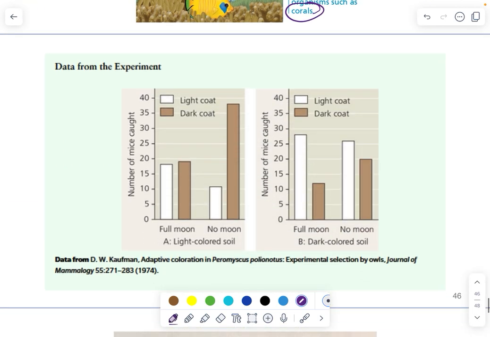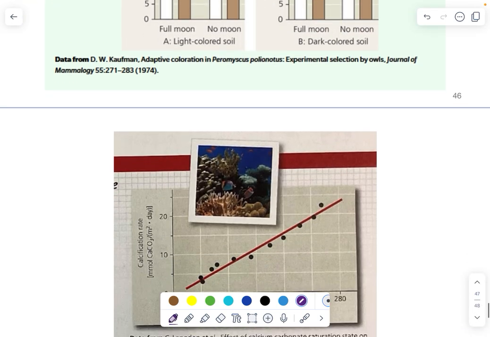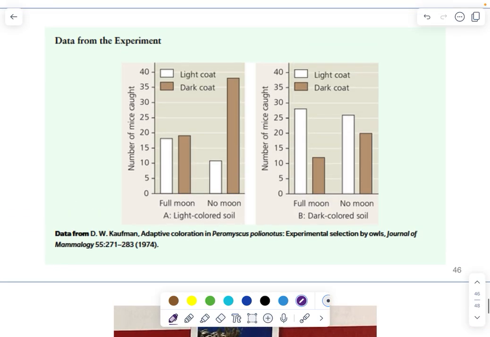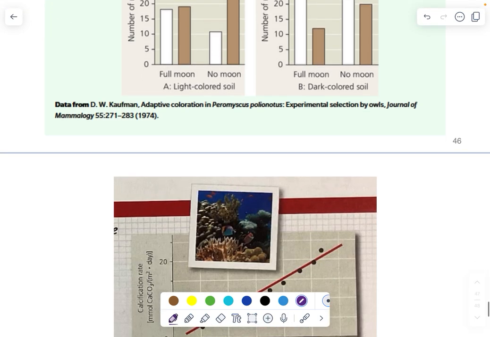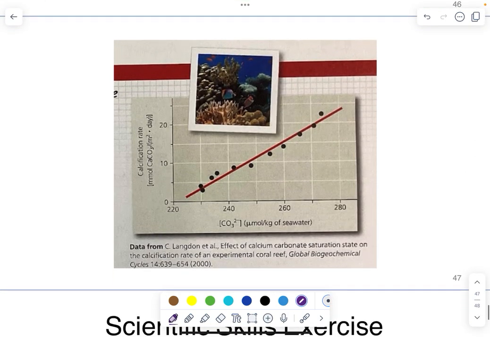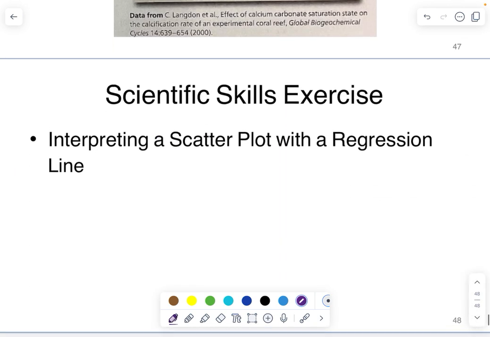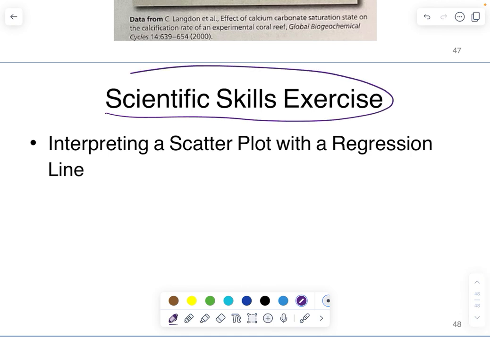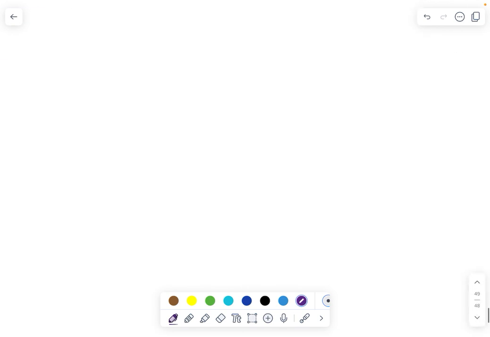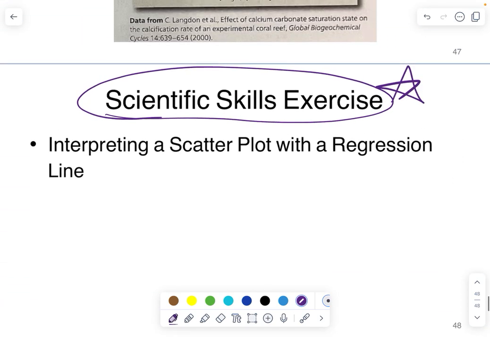Okay, and so here are some examples of data. Effective calcium carbonate saturation state on the calcification rate. We'll talk about this data, but I definitely want you to do a scientific skills activity at the end of your notes, okay? So that's where we'll end for today, but definitely do this because we'll talk about it. It's at the end of your note packet.